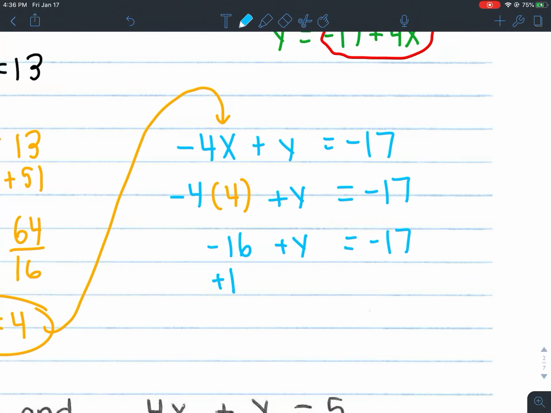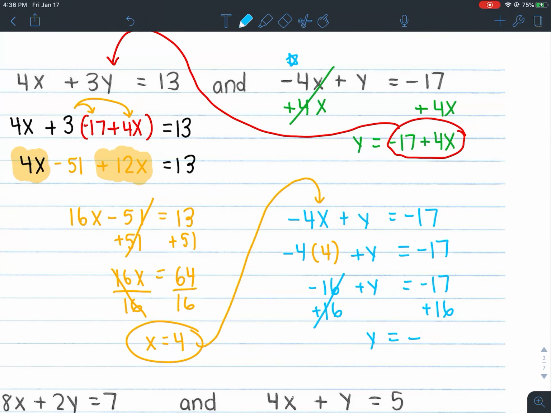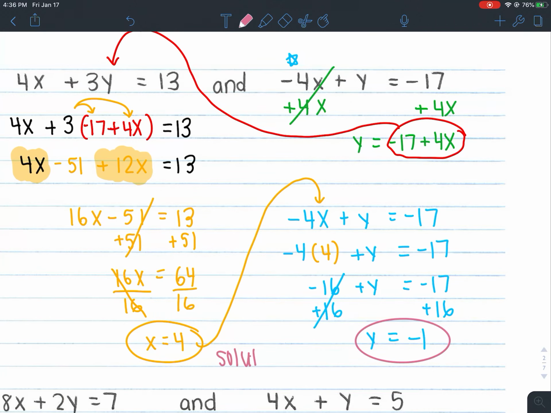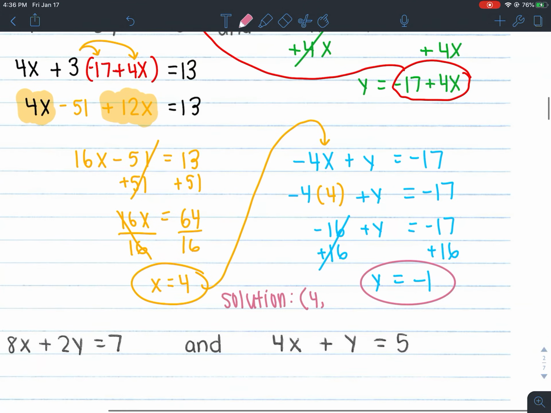I'm trying to get y by itself, so I'm going to add 16 to both sides. And I get y equals negative 17 plus 16, which is negative 1. So my solution is 4, negative 1.